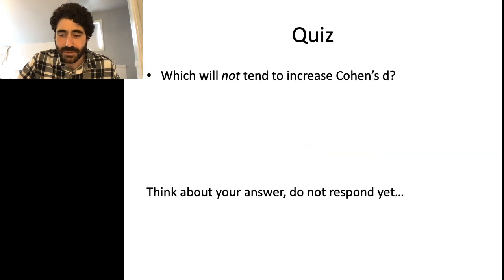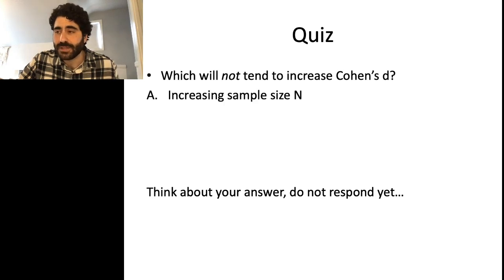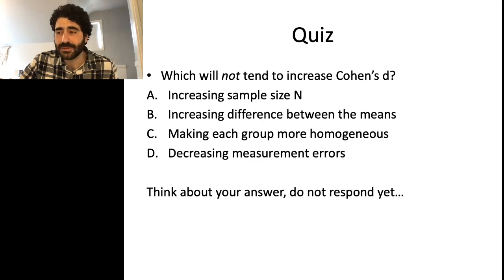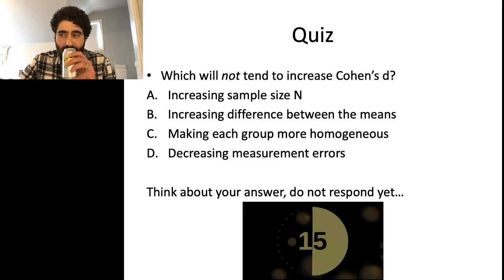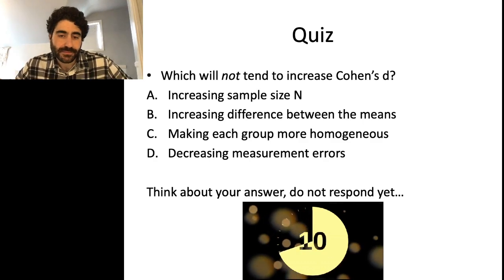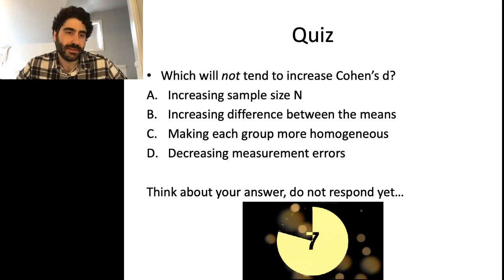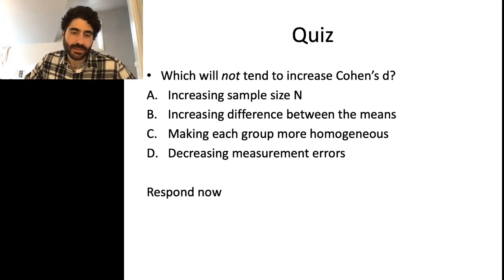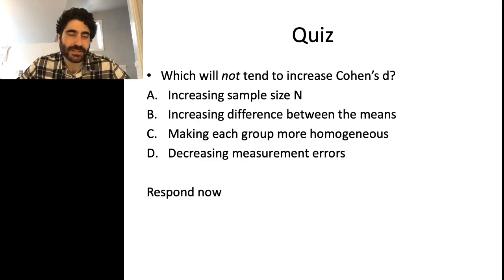All right, we're going to do one more quiz on Cohen's d. And again, if you have any other Cohen's d questions, feel free to ask them. The question is, which of these 4 will not tend to increase Cohen's d? A, increasing the sample size; B, increasing the difference between the means; C, making each group more homogeneous; or D, decreasing measurement errors?